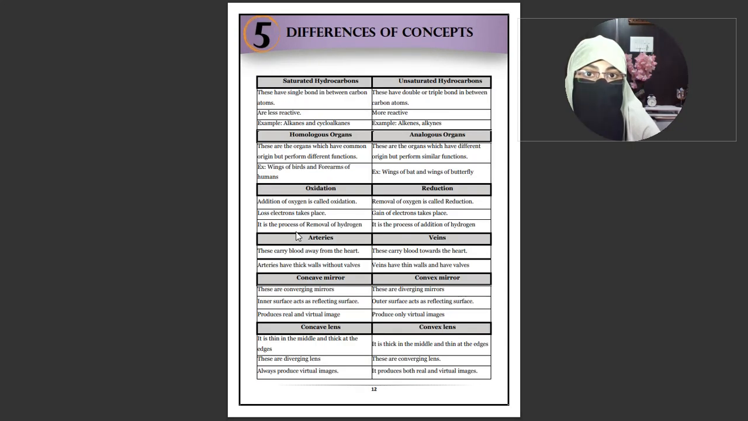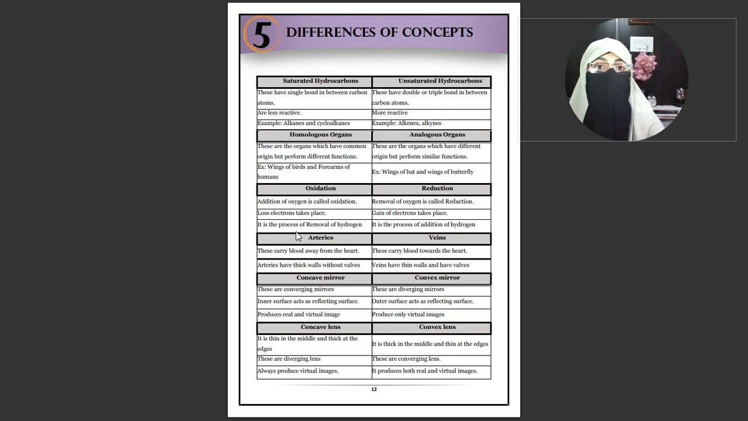Coming on to the difference concepts. What is the difference between saturated hydrocarbons and unsaturated hydrocarbons? So saturated have a single bond, whereas unsaturated have a double bond. The saturated compounds are less reactive and unsaturated compounds are more reactive. The examples are alkanes and cycloalkanes here, and alkenes and alkynes here.